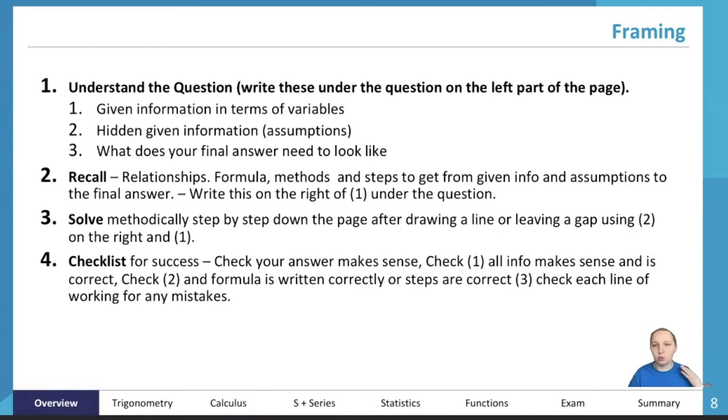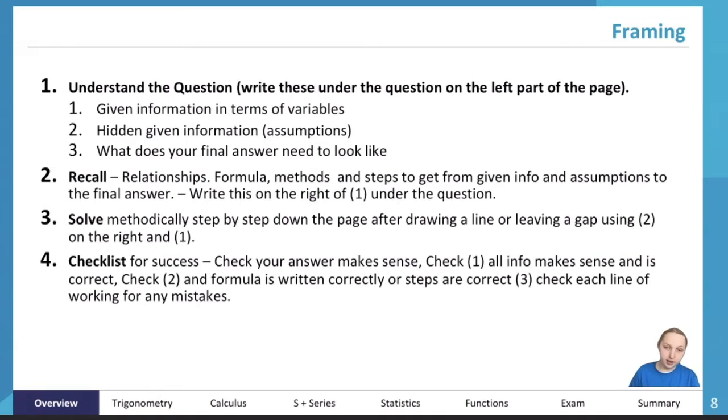Think about what particular methods and steps you might need to use to answer the particular question. Then you want to be thinking about how you can get from the information you've been given, and the assumptions you've had to make, to the final answer. So what sort of things are you going to be doing to get there? I'd recommend writing this on the right side of the page, or to the right of what you've written in for part 1 up here.